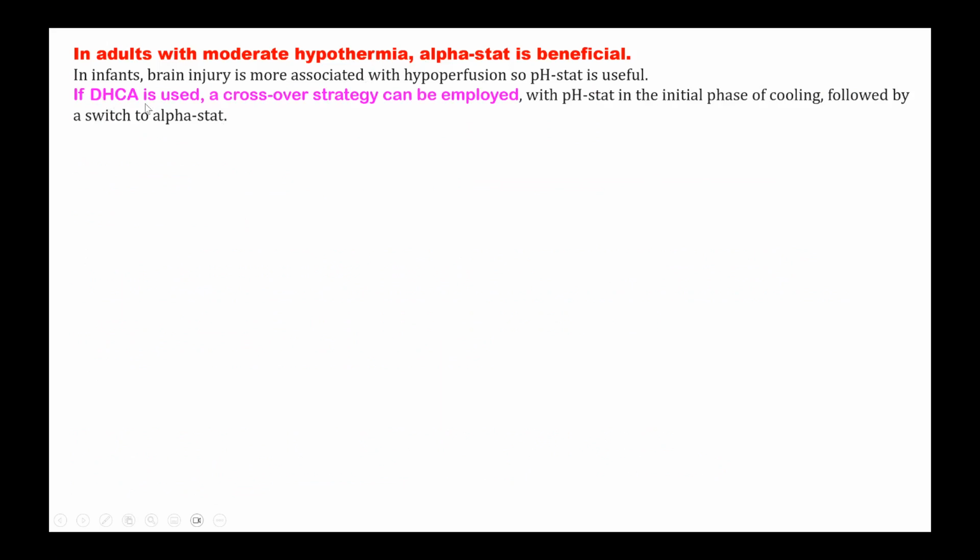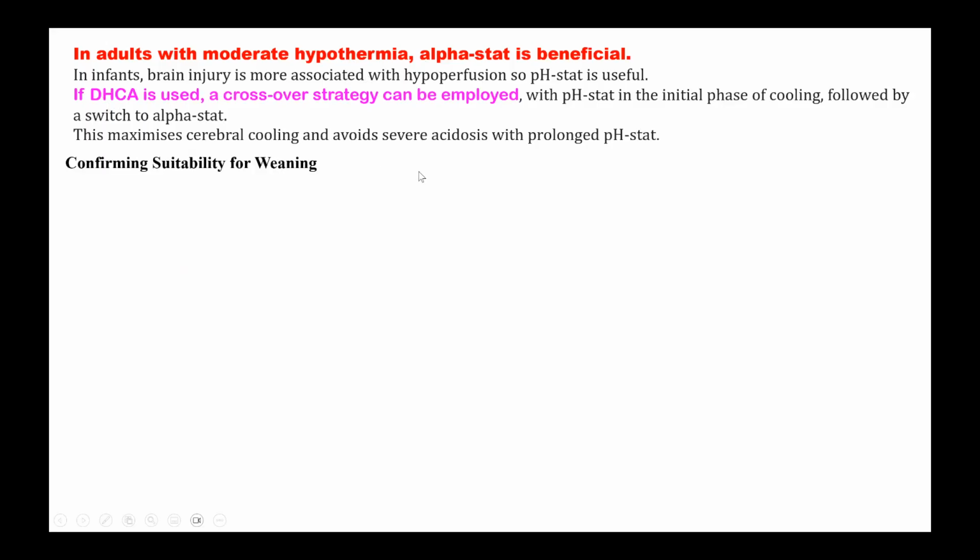In deep hypothermic cardiac arrest, a crossover strategy can be employed, where you start with pH stat and then switch over to alpha stat at the end. This maximizes cerebral cooling and avoids severe acidosis from prolonged pH stat.